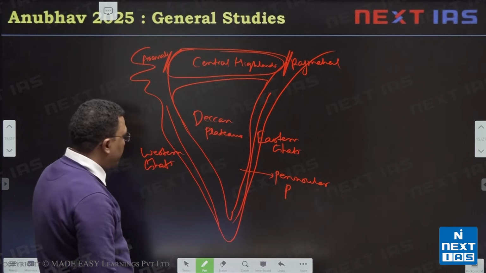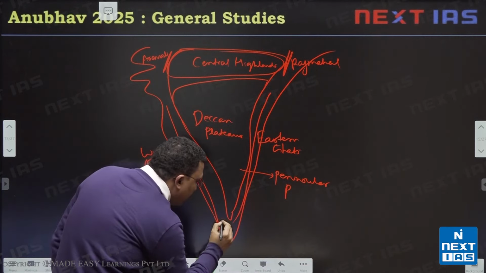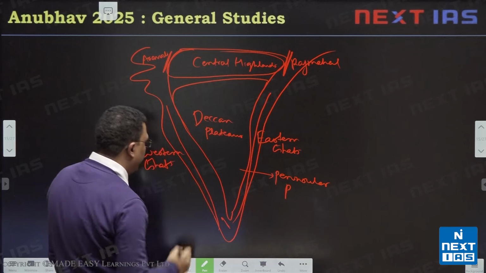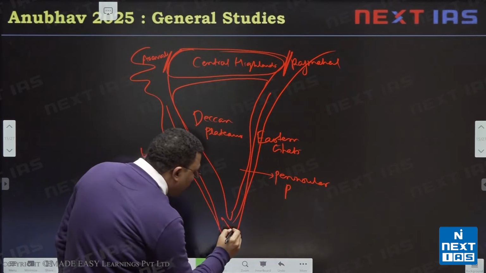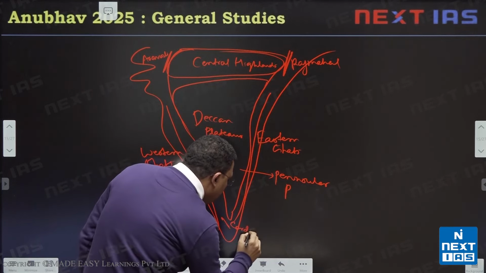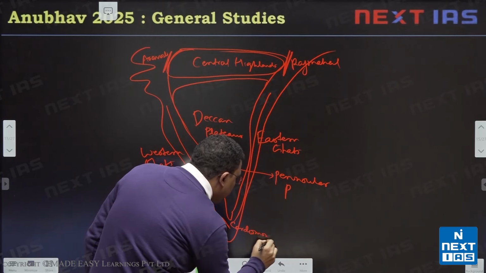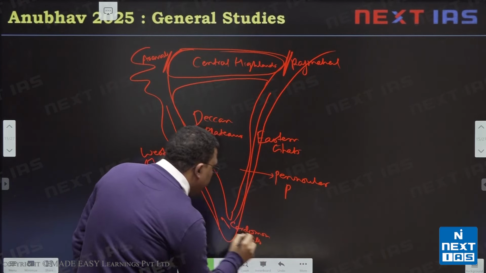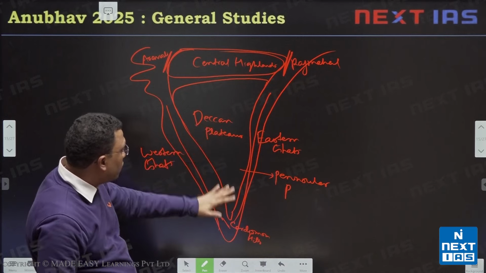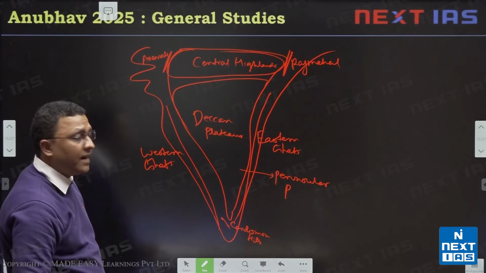right? And if you see, there is a hill here, Cardamom Hills, which is a part of the Western Ghat only. This Cardamom Hills forms the southernmost boundary of Deccan Plateau, right?